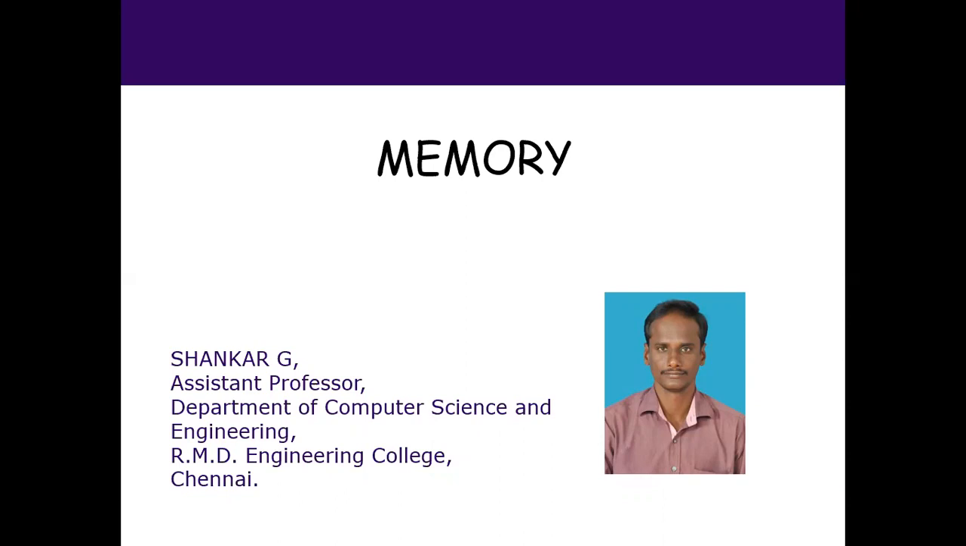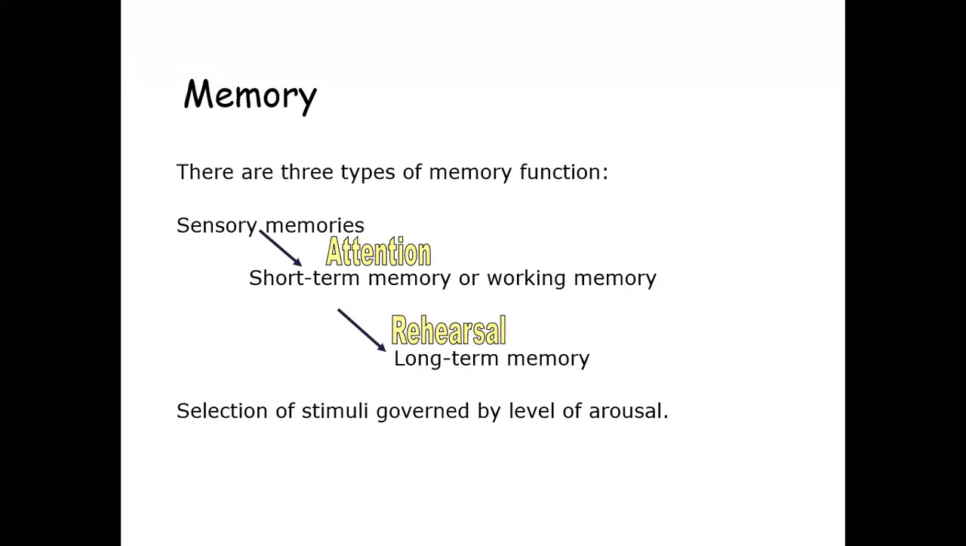Let us see what memory is and its types. Memory is the process in which information is encoded, stored, and retrieved. There are three types of memory, or we can say three types of memory functions: sensory buffers, short-term memory or working memory, and long-term memory. Selection of stimuli is governed by the level of arousal, and we'll see them one by one in detail.